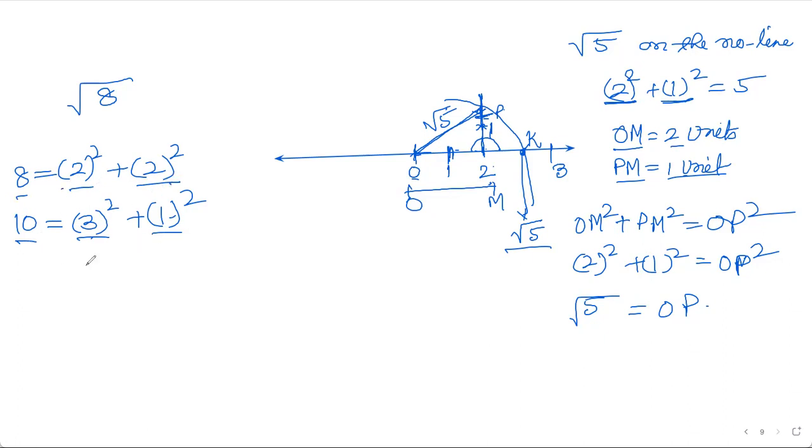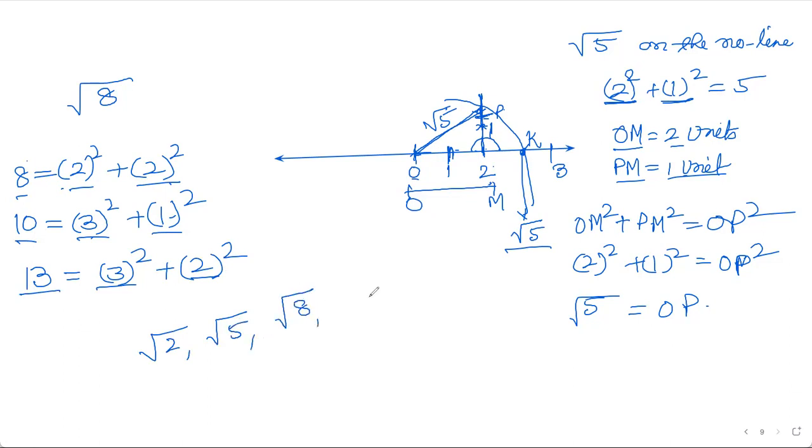11 is again tough. And 13 is easy. 12 is again tough. So 13 is easy. 13 is 3 square plus 2 square. 3 perpendicular, 3 units and base 2 units. So you can represent root 2, root 5, root 8, root 10, root 13 easily. You can do these things very easily.